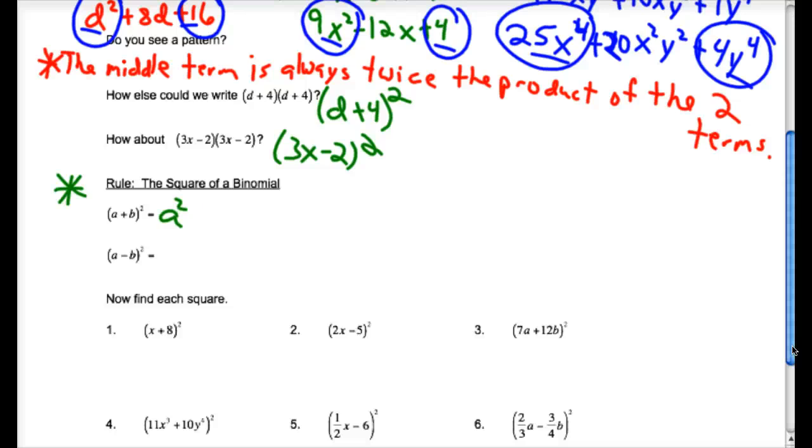2ab. And if it's plus, guys, in the middle, it's always going to be plus right after the a squared. Plus, square the b: b squared. You have to memorize that. Oh, yeah, because a plus b quantity squared makes a squared plus 2ab plus b squared.